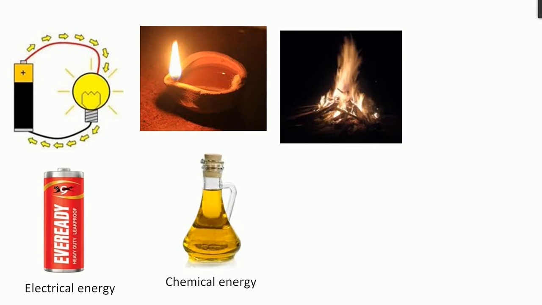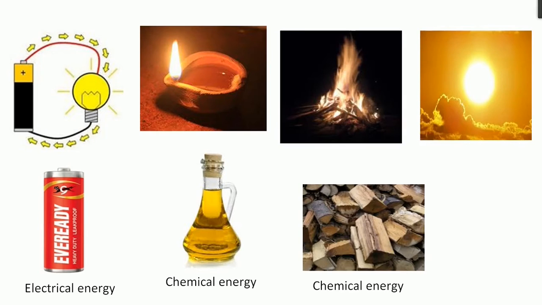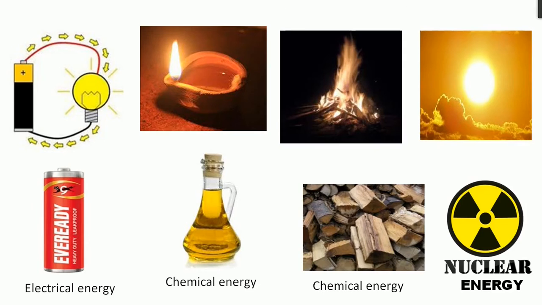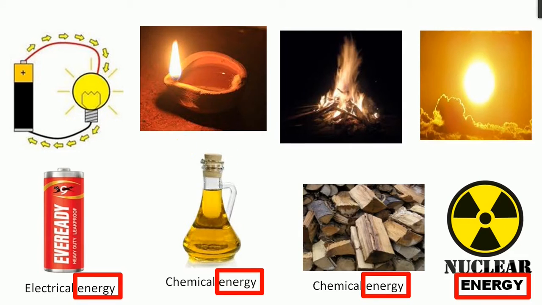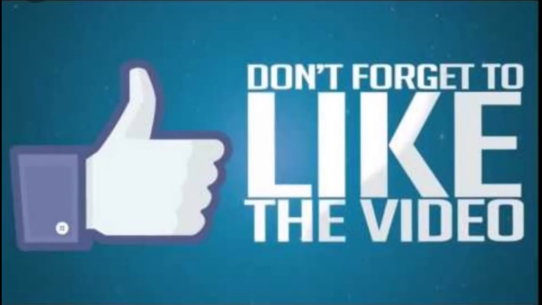And we get light from fire also. To produce fire we need firewood, and that is also a chemical form of energy. And one more source of light is the sun. The source of energy of the sun is nuclear energy. If you consider all the examples, you'll find one thing common, that is energy. So we need energy to produce light. So we can say light is a form of energy.